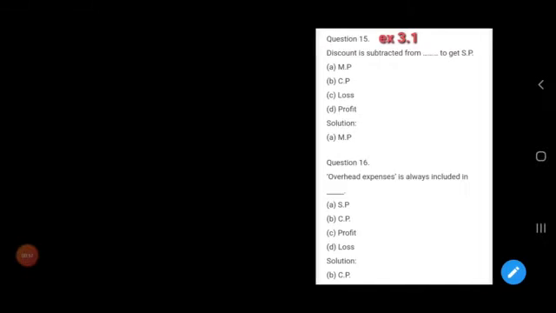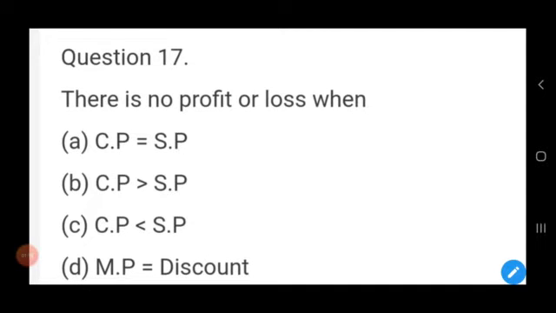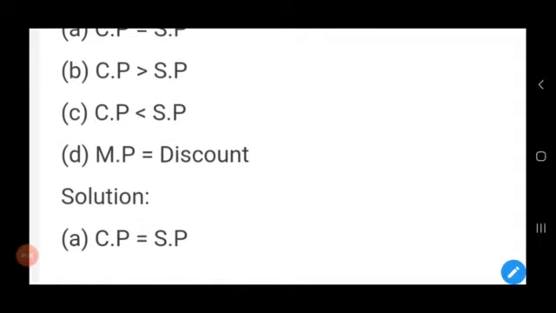Next, question number 17. There is no profit or loss when option A, CP equal to SP, option B, CP greater than SP, option C, CP less than SP, option D, MP equal to discount. When CP equal to SP, there is no profit or loss. So our solution is option A, CP equal to SP.